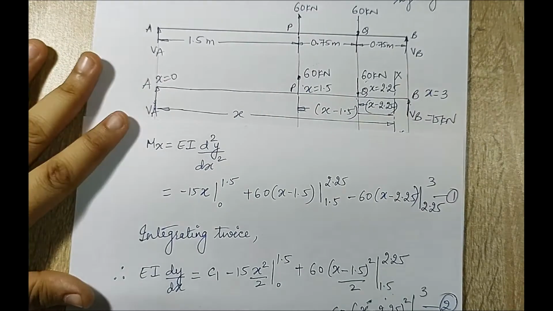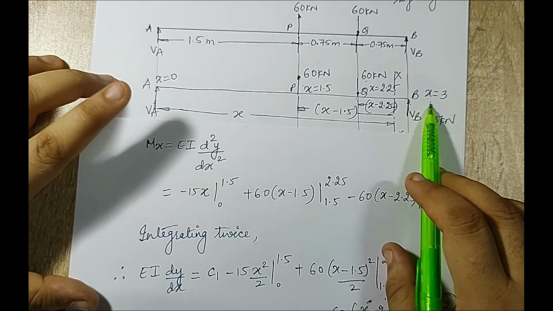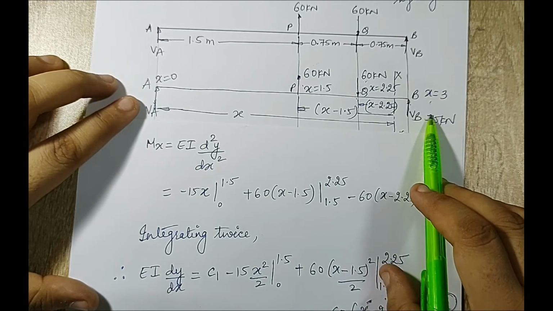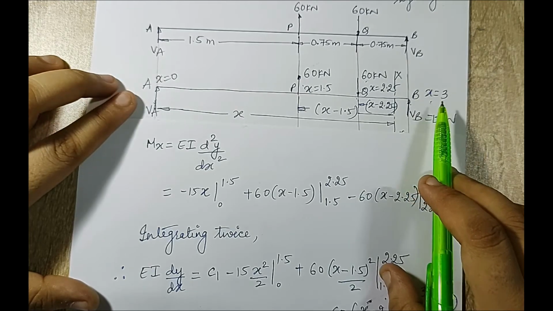So now I'm going to use the boundary condition. Here I'll take the point A and point B. Obviously these are support reactions, so it means that there could be a hinge and a roller over here. So we have to take the boundary condition considering the point A and B.